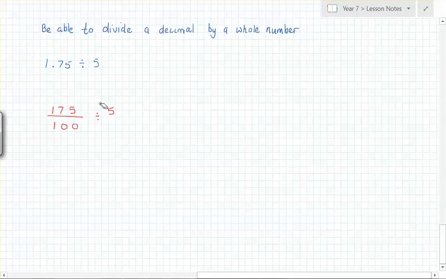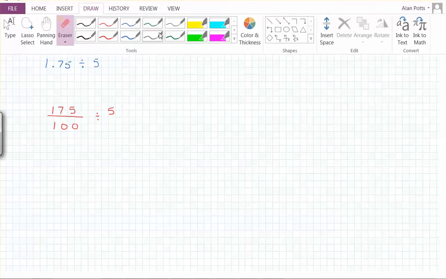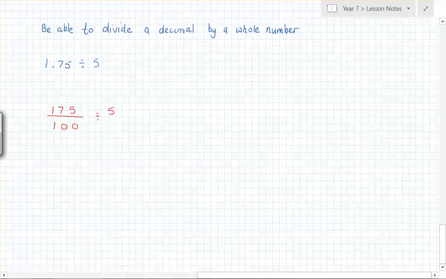So if I forget that bit that you wanted to write, do you accept that that and that are the same thing? Yeah, is that fine? Okay. So what does this mean as a fraction? It's another division. So could I write that this is 175 divided by 100 divided by 5? No. You taught us. Is that wrong?